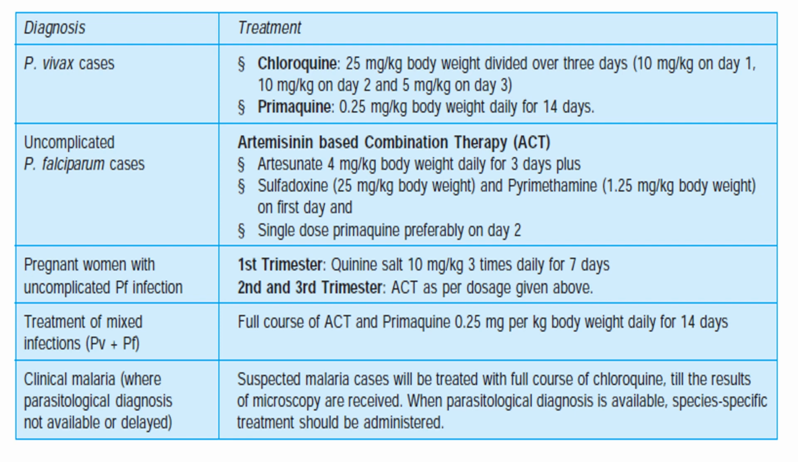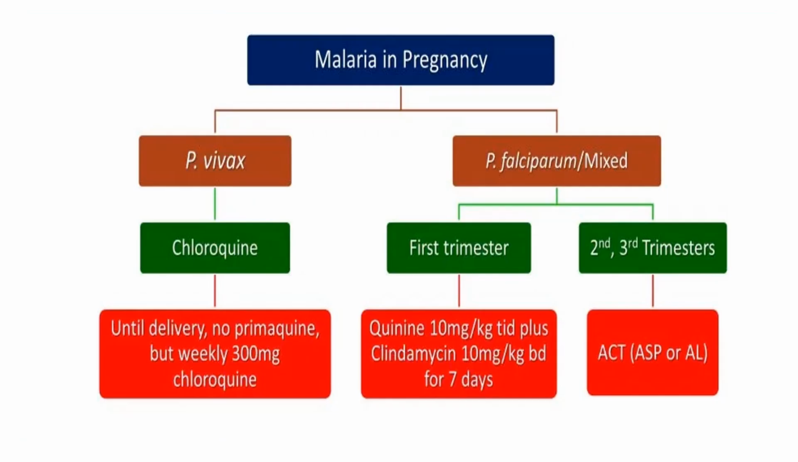There may be some card which might just read that it's a case of clinical malaria. That means where parasitological diagnosis is not available or still to be available. That is a suspected malaria case. It has to be treated with a full course of chloroquine till the results of microscopy are received, and when the parasitological diagnosis is available, then you have to go for the species-specific treatment. That is, if it is Vivax, then you have to shift to Vivax management, or if it is falciparum, you have to shift to the artemisinin-based combination.